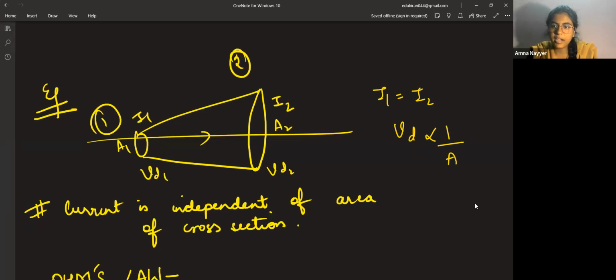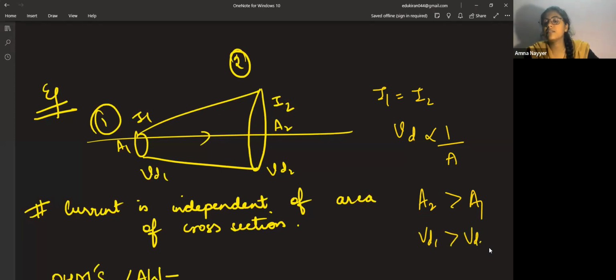If A2 is wider, A2 is greater than A1. So drift velocity, if area is less, lots of electrons will try to pass through it, so velocity will be very high. Similarly, if a large area is present, electrons will move slowly because large space is present. So if A2 is greater than A1, drift velocity 1 is greater than drift velocity 2. This is the relation. This is one important point which you should remember while revising. Write it down, then we'll start with Ohm's law.